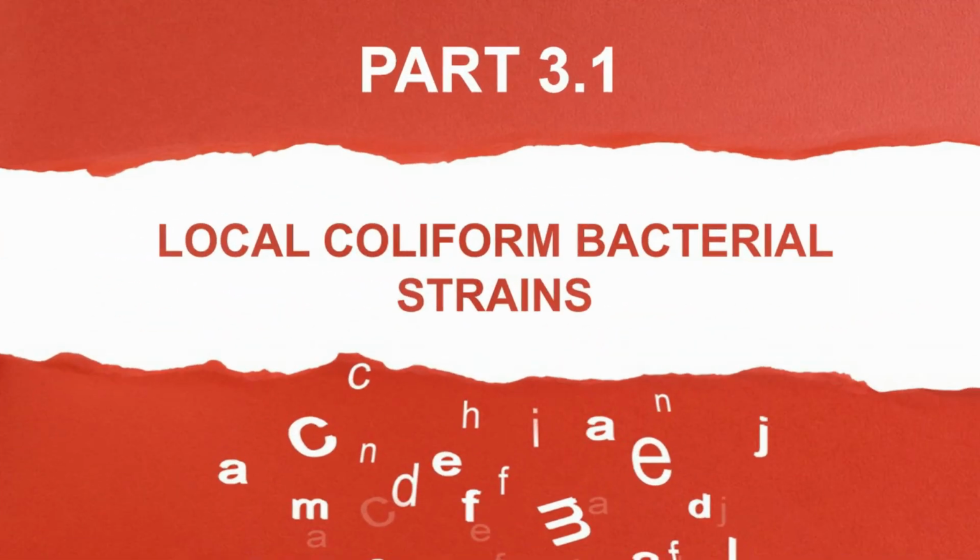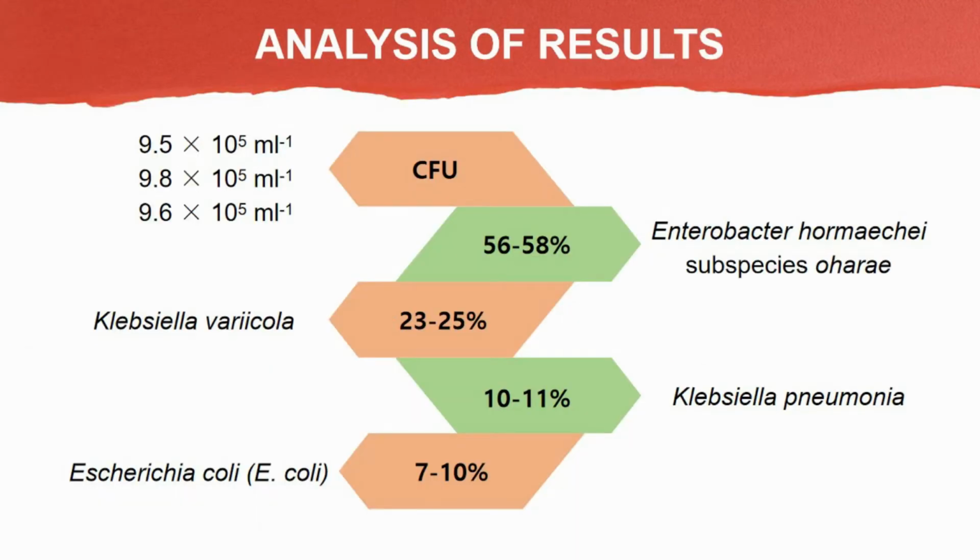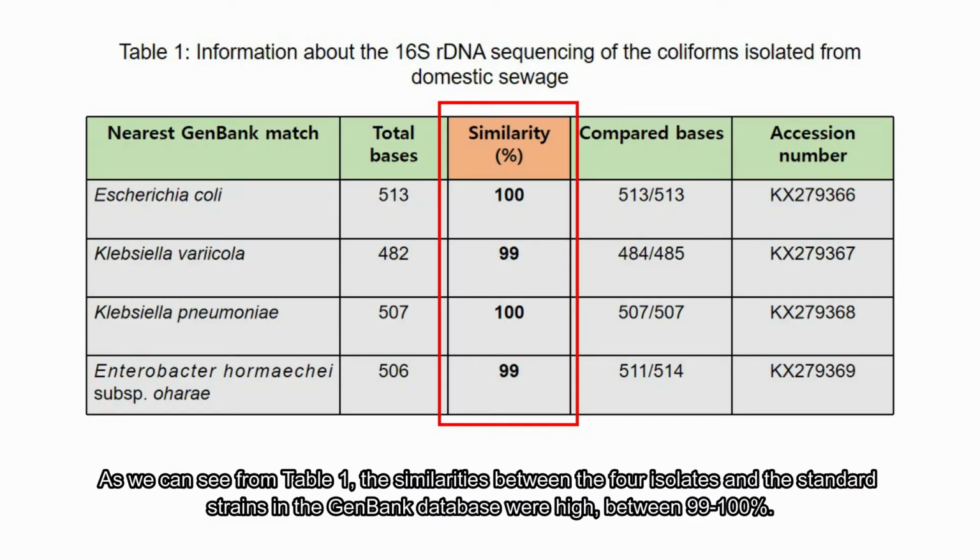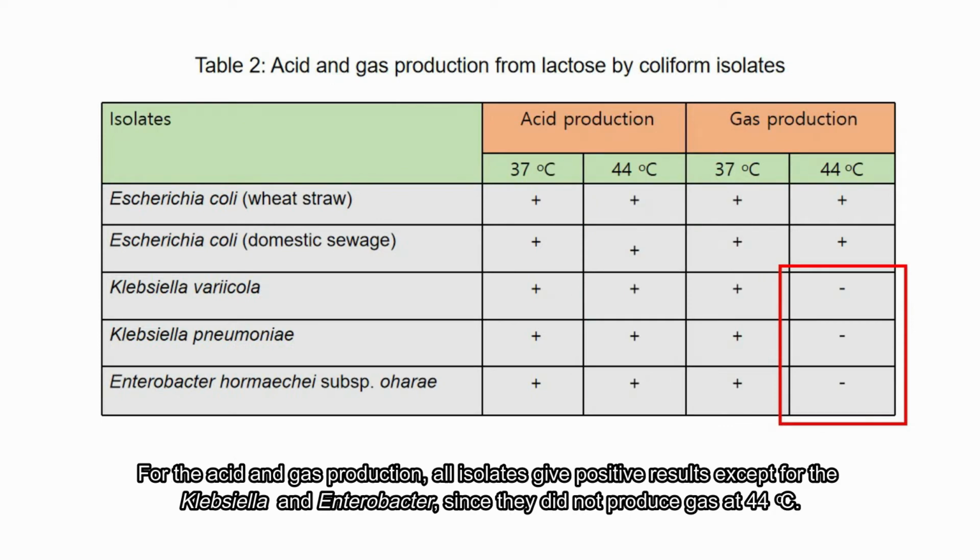Local coliform bacterial strains. Based on the results obtained, the coliforms consisted of Enterobacter hormaechei subspecies oharae, Klebsiella variicola, Klebsiella pneumoniae, and E. coli. As we can see from Table 1, the similarities between the 4 isolates and the standard strains in the gene bank database were high, between 99 to 100%. For the acid and gas production, all isolates gave positive results except for the Klebsiella and Enterobacter, since they did not produce gas at 44 degrees Celsius.